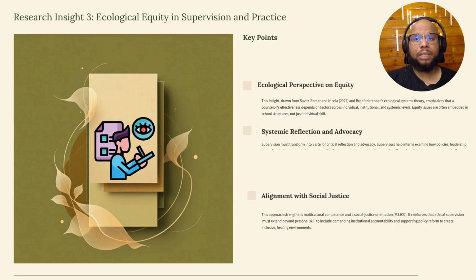For diverse interns, especially those serving in marginalized communities, an ecological approach supports multicultural competencies and a social justice orientation consistent with the MSJCC. It reinforces that ethical supervision must extend beyond personal skills to include institutional accountability and policy reform. Integrating Savitz, Roma, and Nicola's insights strengthens the development and contextual integration of the IDM and SCSM, reminding us that equitable supervision is not just about counselor growth, but about transforming schools into inclusive, healing environments.